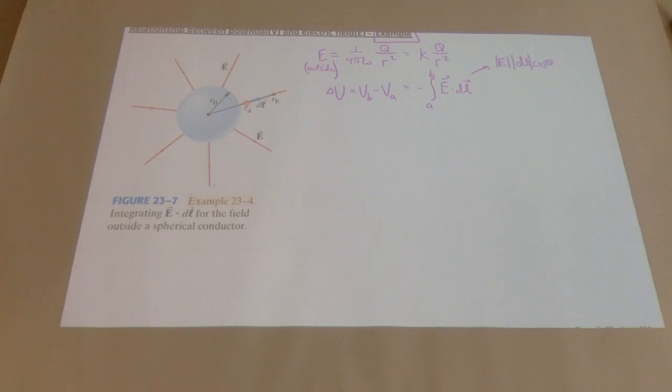So you can imagine that if I'm looking at dl, which is a little piece of the path between point A and B, at all points, it points in the exact same direction as the electric field. So this dot product E dl cosine theta, well, the cosine theta is just going to be 1, and this is just going to be E times dl, okay? So let's go ahead and simplify that just a little bit. Let's rewrite this. So this is just going to be minus the integral from A to B of E dl. Again, I can make that simplification because E and dl point in the same direction.